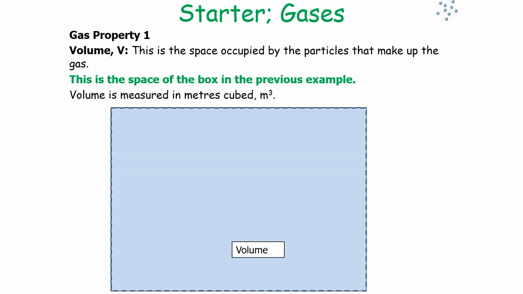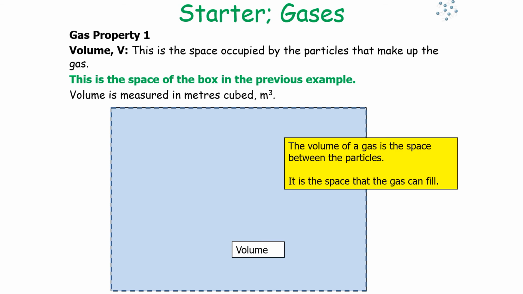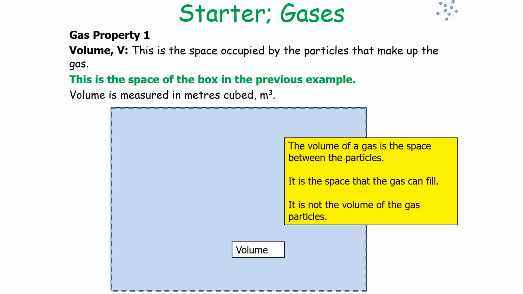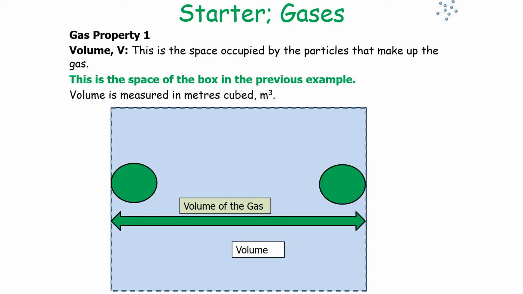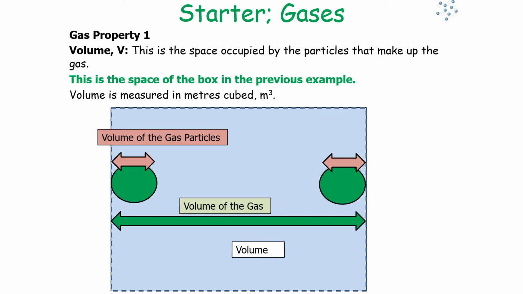Now the volume of a gas is the space occupied by the particles that make up the gas, so the volume of the gas is the space between the particles. It's the space the gas can fill. It's not the volume of the gas particles themselves. The volume of a gas is much larger than the volume of the gas particles that make it up, as shown in the following diagram.